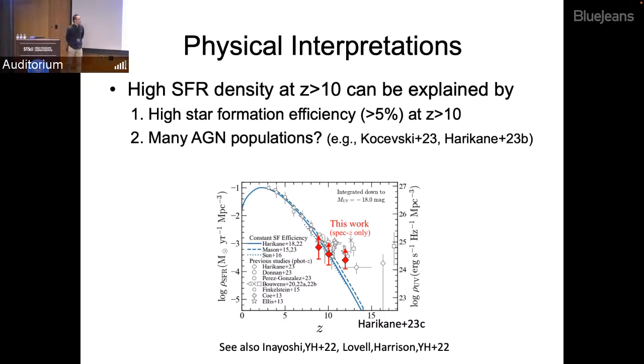The other possibility is many AGN populations. Recent JWST observations are finding many AGN whose number density is higher than our predictions at high redshift. And this is also possible. So this kind of many AGN population may boost the UV luminosities in the high redshift universe.